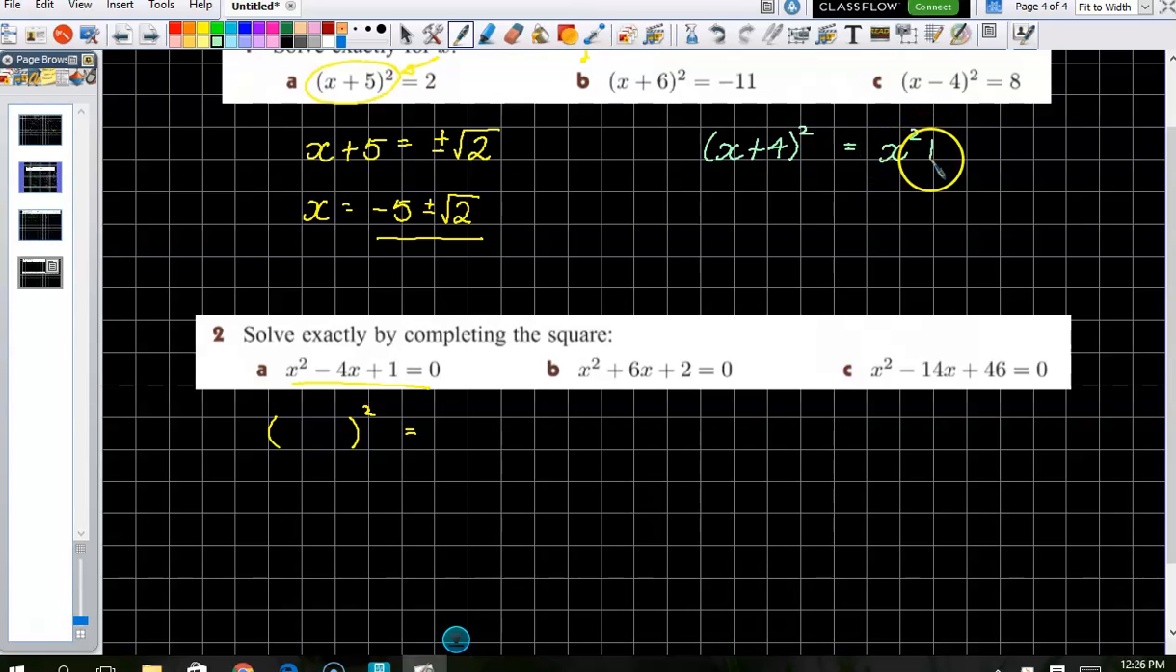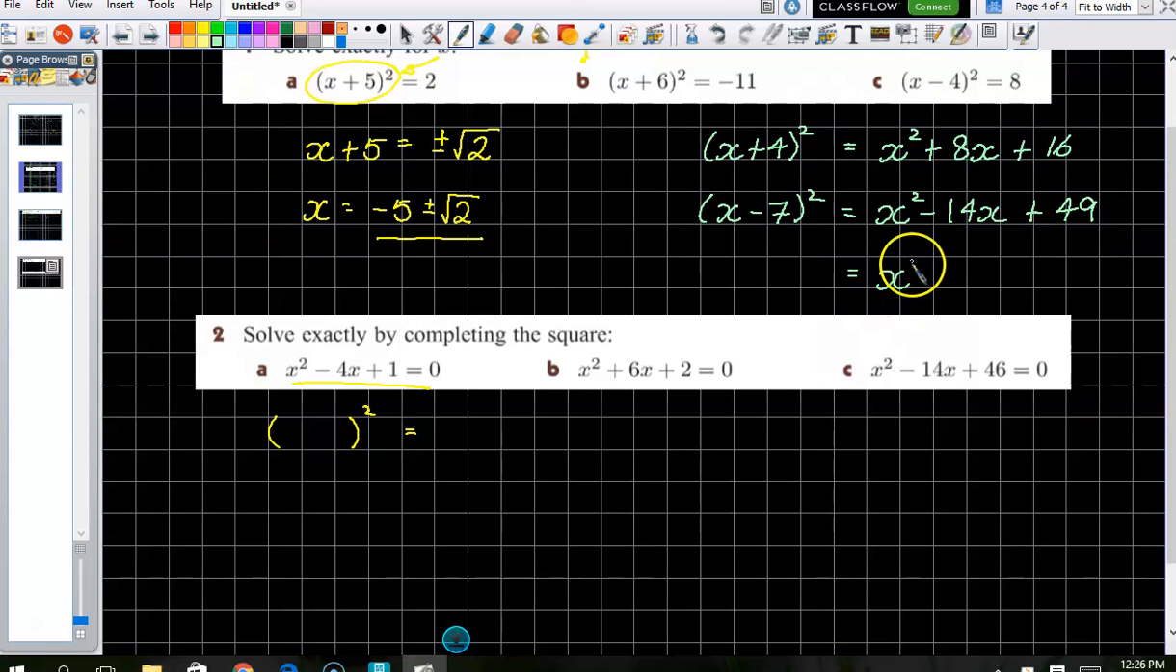X squared plus 8x plus 16. Agreed? Right, what about if I had x take 7 squared? That would be x squared minus 14x plus 49, correct.